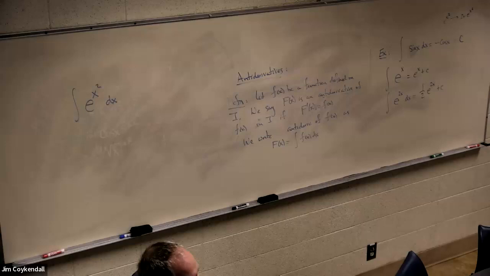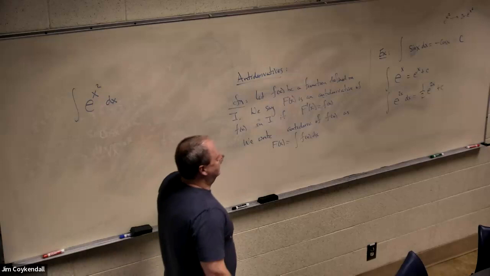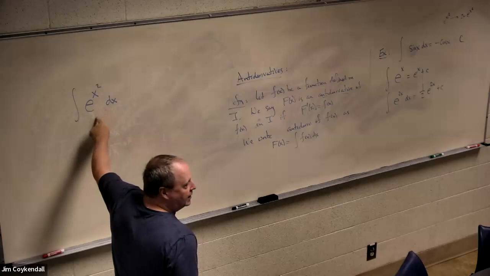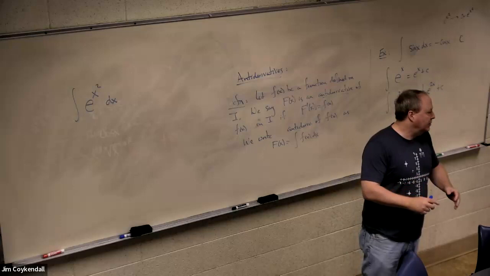I hedge my bets carefully. This does have an antiderivative, and here it is. But you cannot write it down, in fact, it was proved in the 1700s. I can show you what the function looks like, but you cannot write it in terms of products, compositions, quotients, sines, cosines, exponentials, logs, polynomials. It cannot be done. It is there, you just can't write it down.